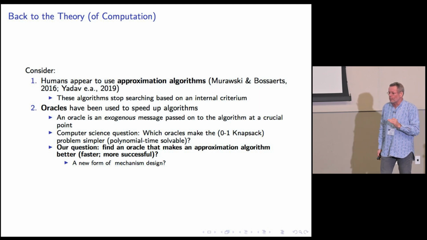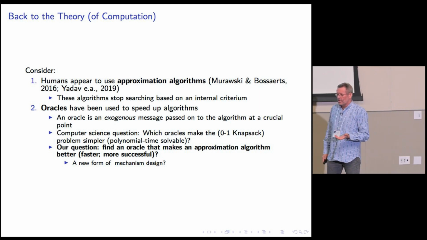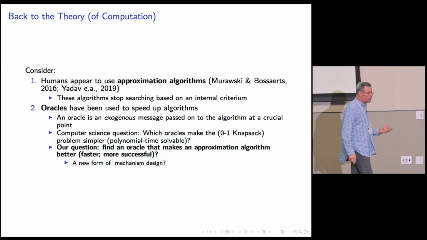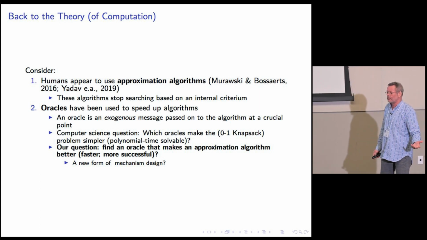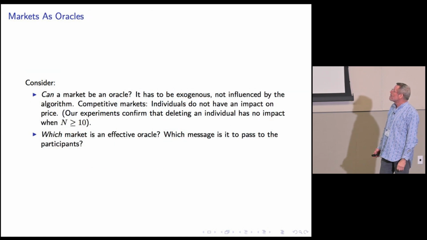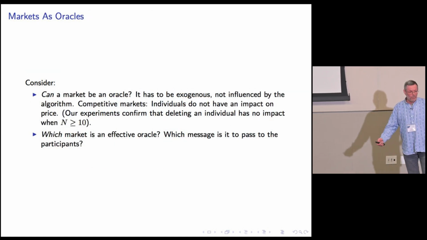So it's kind of a new form of mechanism design in economics, where you now think about markets or mechanisms as providing crucial information for people to solve their difficult problems. Exactly as it was proposed in Hayek's paper in 1945. I'm almost literally quoting from the paper. So the question is, can the market be an oracle?